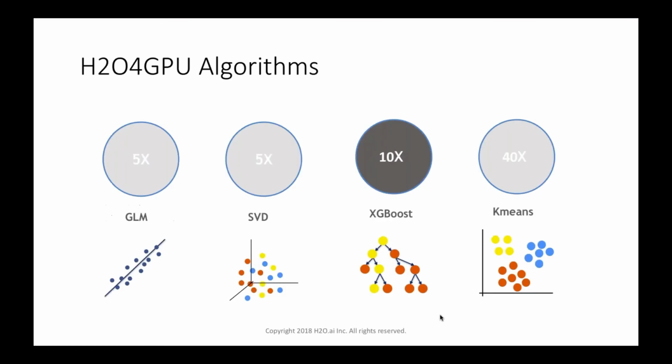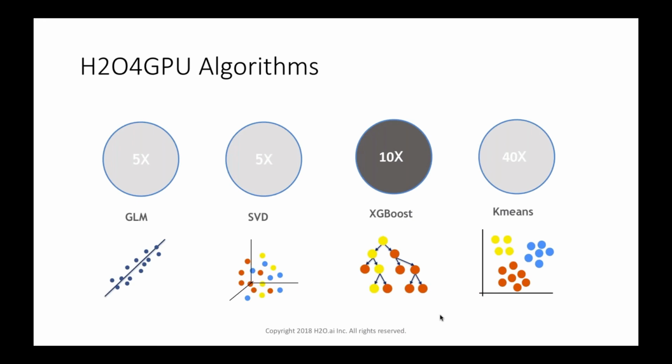This is our open source GPU optimized machine learning platform. H2O for GPU is written in C++ CUDA. It has a Python API, and it does have a public GitHub if anyone's interested. The algorithms we've so far implemented in H2O for GPU are GLM, SVD, XGBoost, and K-means.